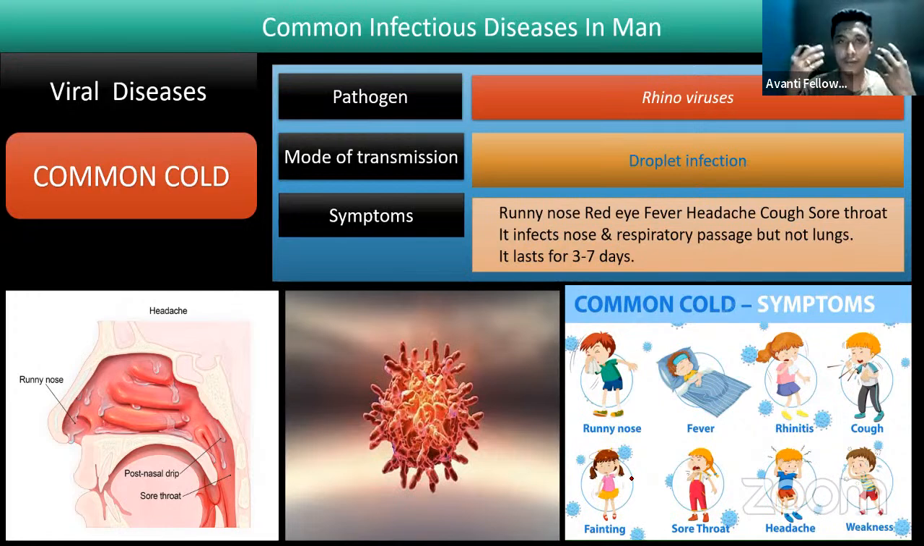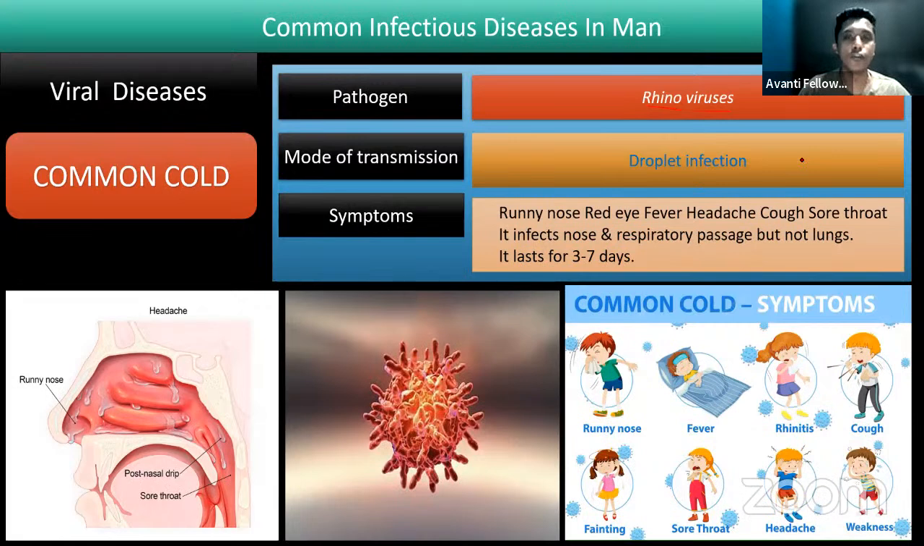Just think about yourself having a common cold back in the days, and you can understand what symptoms you caught. The pathogen for the common cold is rhinovirus, and the mode of transmission is through droplet infection. When a person sneezes, coughs, or the infected person touches you or the things around you, and then you touch your face or eat with your hand without sanitation, you will get the common cold.